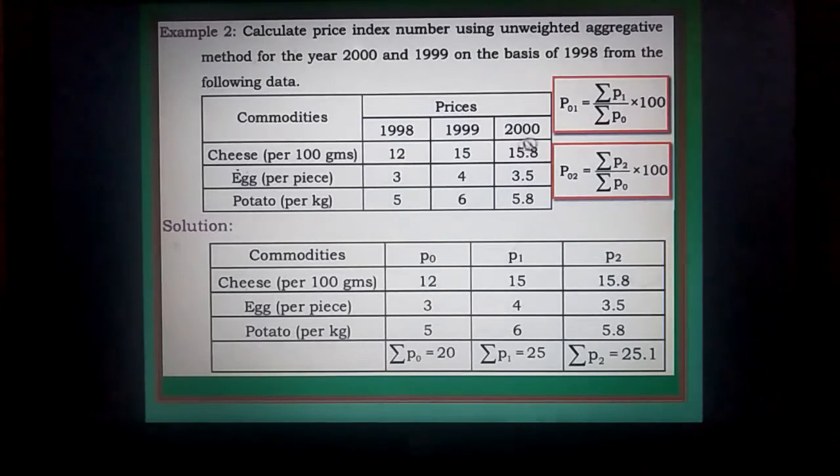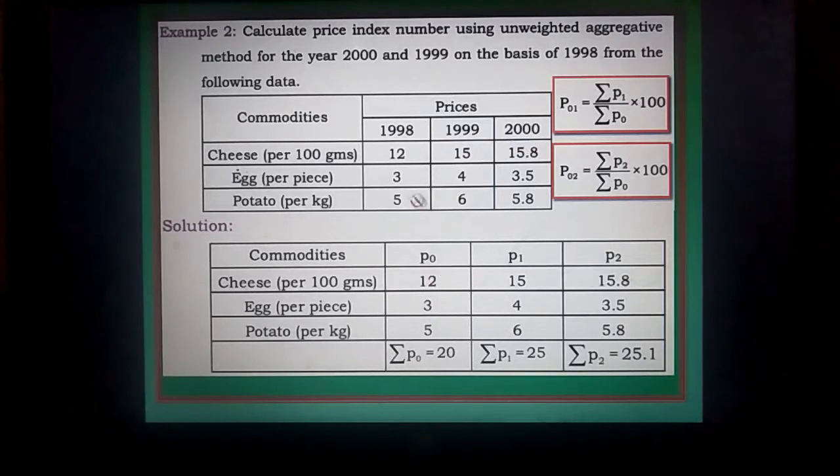But in terms of 2000, when I'll be calculating the index number, it is nothing but 1998 and 2000. That means I'll be calculating 2000 on the basis of base year 1998. That means 0 and 2. That's why P02 has been written. That is sum of P2 divided by sum of P0. Instead of P1 here, we have used P2. That's it. Nothing else has been changed. Multiplied by 100 as it is. So using these two formulas, we will be calculating index numbers for 1999 and 2000.